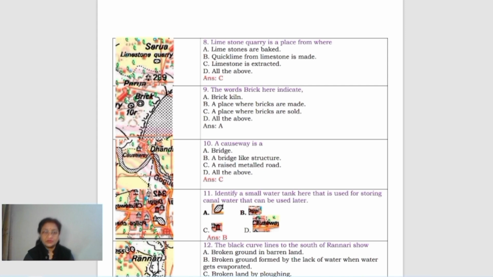Next, here it's written brick, right? What does this indicate? The word brick here indicates what? A symbol is there along with the word brick. You can see that this indicates a kiln, right? Brick kiln. Let's see. Yes, A option is the correct one. Brick kiln is the correct option for this.